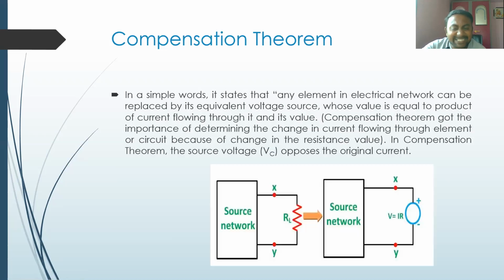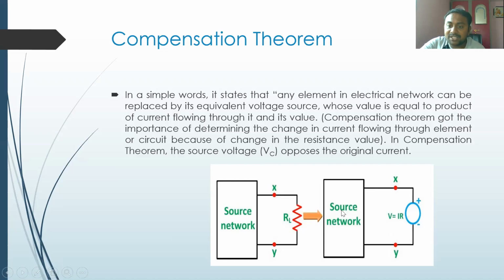In simple words, if we have a branch with RL, and the current flowing through the branch is I, I can replace this with a voltage source. The value of that voltage source is V equals IR. If I place plus and minus, the direction of the current is obviously opposite to this voltage source. So I have to replace this resistance with a voltage source whose value is I into R.